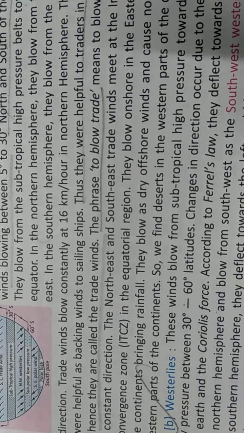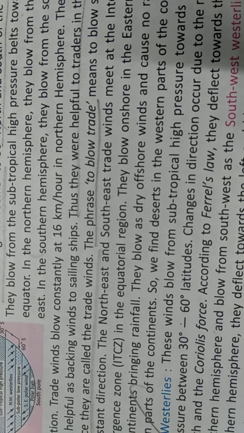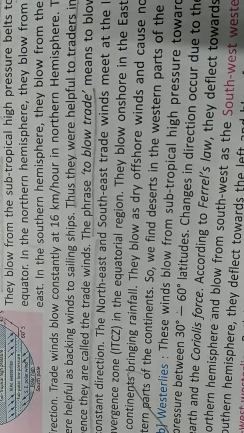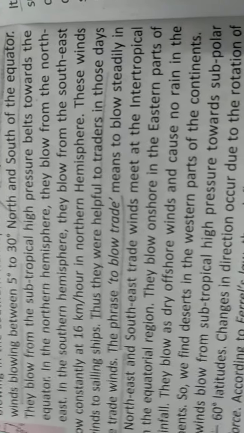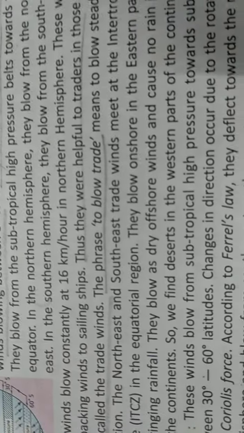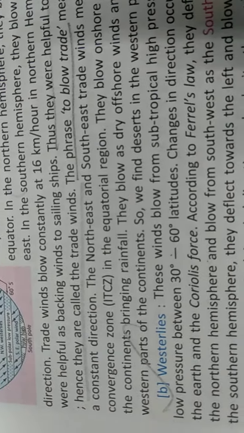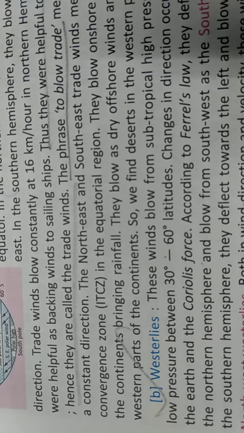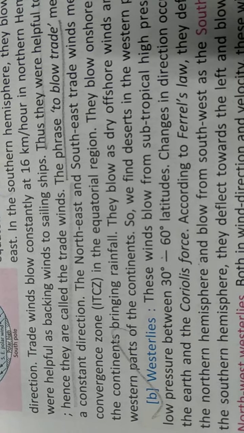These winds help as backing winds for sailing ships. They help the ships to sail, so they were helpful to the traders in earlier days. They are known as trade winds. The phrase "to blow trade" means to blow steadily in a constant direction. The northeast and the southeast trade winds meet in the intertropical convergence zone in the equatorial region.